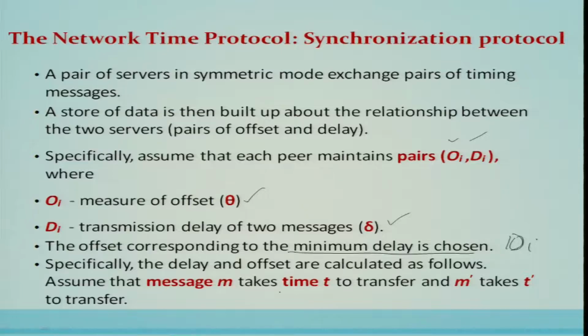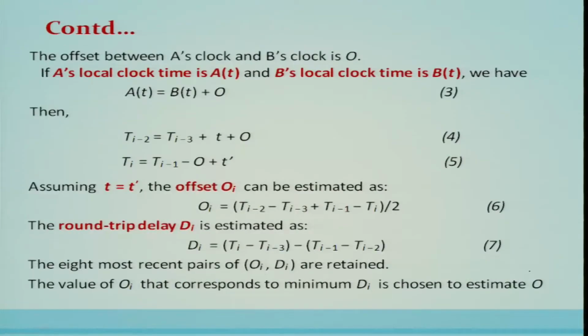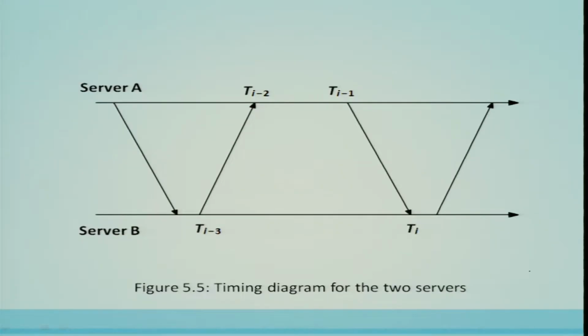Assume that the message m takes time t and message m prime takes t prime to transfer. Now the offset between A's clock and B's clock is, let us say, o. So A's local clock time is AT and B's local clock time is BT. We have AT is equal to BT plus o. Then another equation, equation number 4, says that Ti-2 is equal to Ti-3 plus t plus o, with reference to this particular figure, which we are going to estimate.